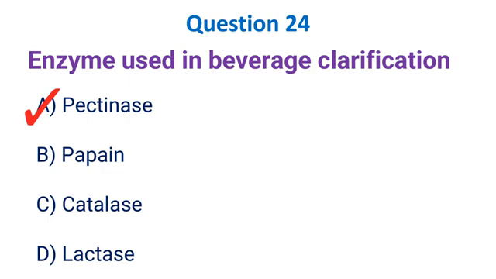The other options, such as papain, is an enzyme which helps in the tenderization of the meat protein. The catalase is used in the dairy industry for neutralization of hydrogen peroxide before the cheese production. The last option is lactase. It is used to break down lactose sugar and produce products which are free from lactose, and this is especially useful for lactose intolerant people. So here our correct option is pectinase.